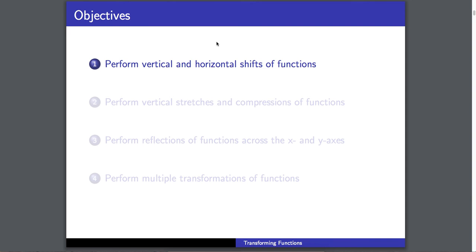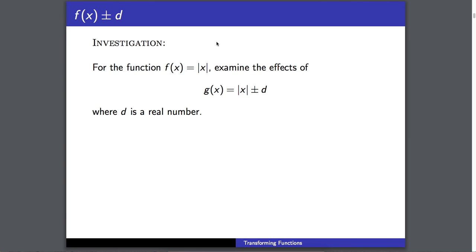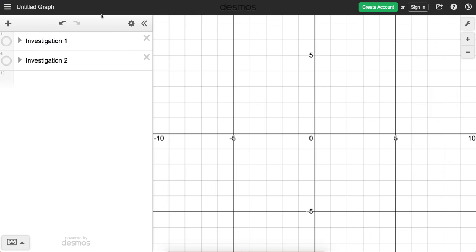So in this video, we're going to take a look at vertical and horizontal shifts. Before we do that, though, we're going to look at the graph of the function absolute value of x. So it's the one that looks like a V. And we're going to see what happens when we take that absolute value function and add or subtract a real number to it.